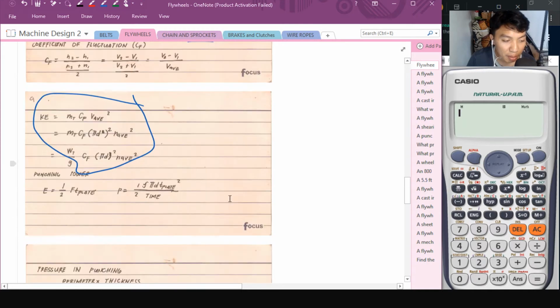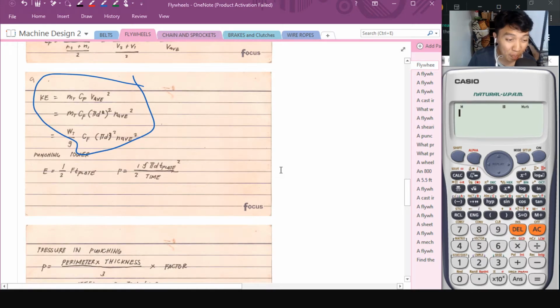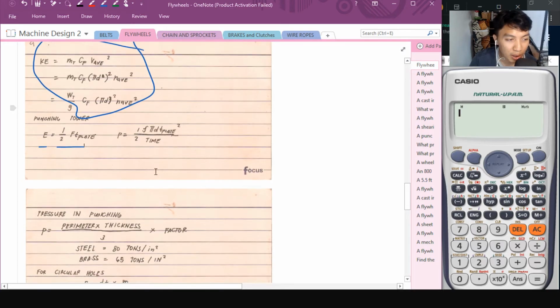Okay? Ngayon, pag binigyan ka naman ng plates for punching, okay, you are asked to get the energy of punching. So, kunin mo dyan, 1/2 dun sa force and then thickness of the plate. And kapag hinanap naman yung power, 1/2 ng shear stress multiplied to pi times the mean diameter of the diameter of the hole multiplied to the thickness of the plate squared divided by the total time you do the punching.